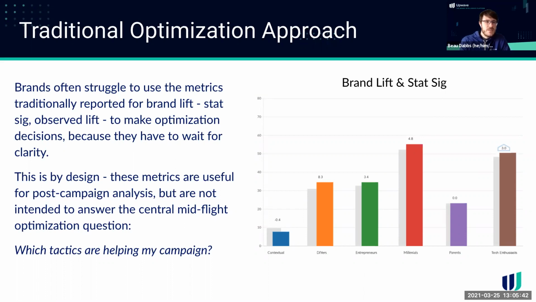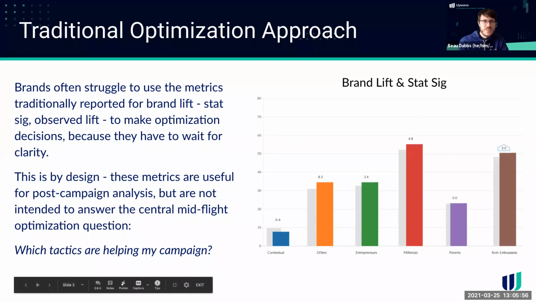For example, consider the scenario on the right. What optimization decision would you make here? You have one audience that is statistically significant at a low level with only 3% lift, but there are other audiences with larger lift values that aren't actually statistically significant. With only this data, it's hard to make any changes with confidence.